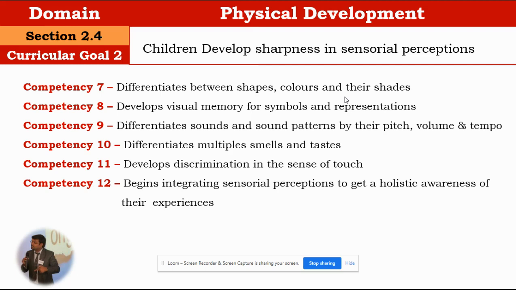Competency number 8 helps develop visual memory for symbols and representations. Now, visual memory is considered very, very important for these children, especially for 3 to 6 or 10 years old. Why? Because if the visual memory skills are good, the children would be in a position to identify and differentiate two letters, two numerals, two symbols, which will help them to further learn the language and basic literacy and numeracy skills.